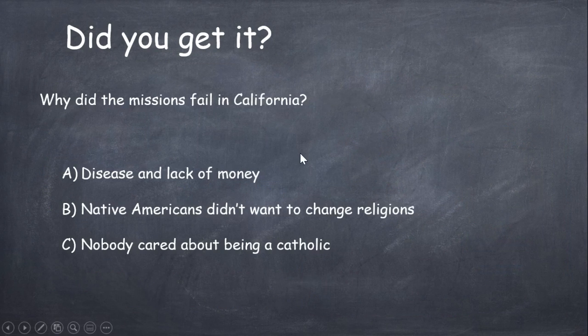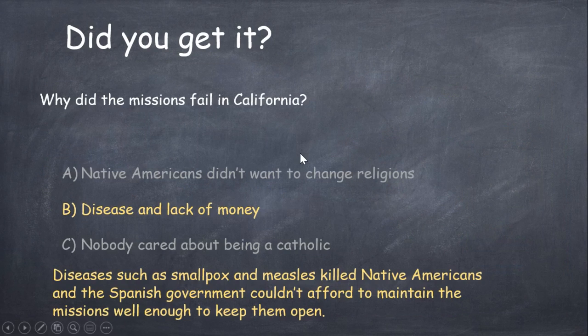Why did the missions fail in California? Disease and lack of money. All right, smallpox, measles, they killed a lot of Native Americans, and the Spanish government just simply couldn't afford to maintain the missions well enough to keep them open. The Spanish didn't have a lot of money, so they ran out of money.